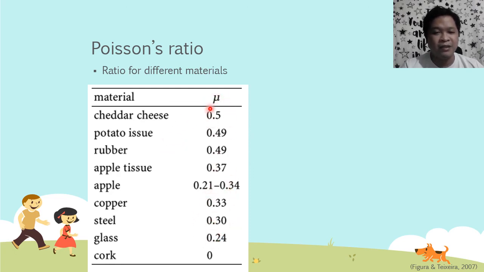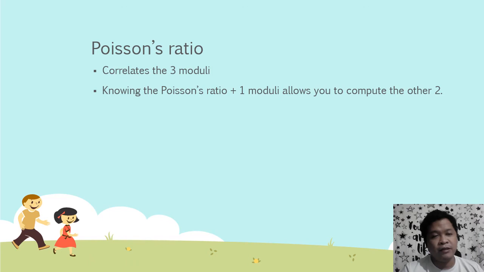So ano bang implication nito? Let's say for cheddar cheese, on one hand, when you compress a piece of cheddar cheese by 1 centimeter, the thickness will increase by half a centimeter. On the other hand, if you compress a piece of cork, hindi tataba yung cork, not even a single millimeter.